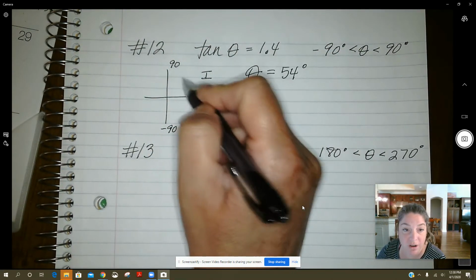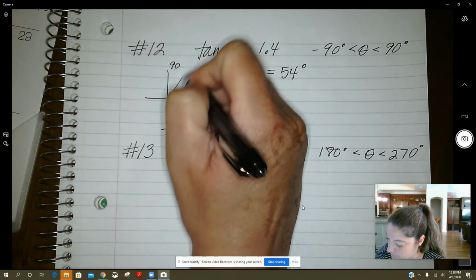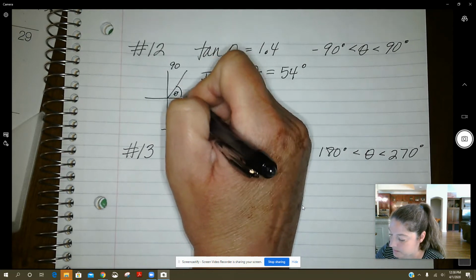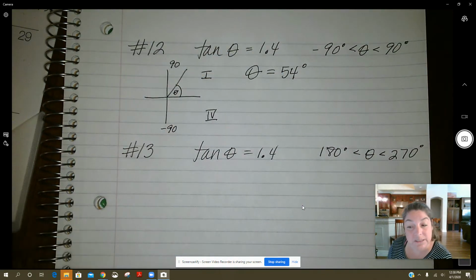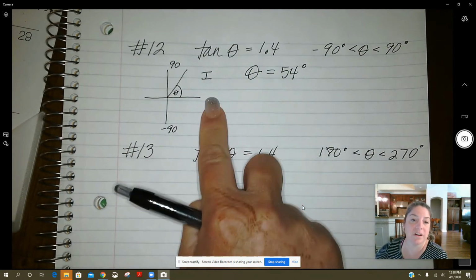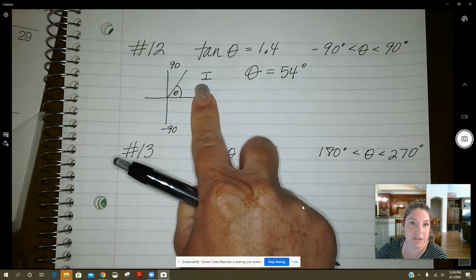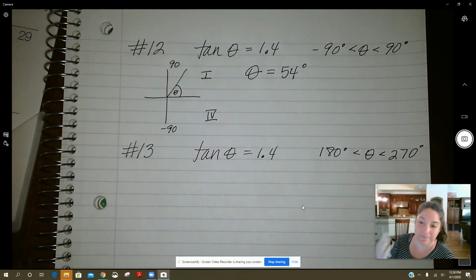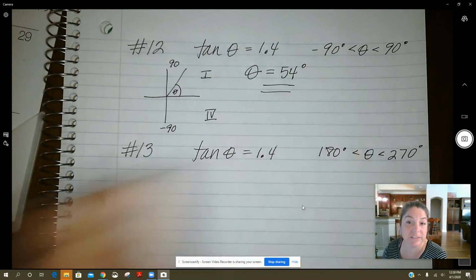So if I draw 54, 54 is in quadrant number 1. And so I'm done. Because remember, tangent is positive, and it's either in quadrant 1 or 4, and it's negative down here, okay? And so here's where 54 degrees is, so I'm good. Okay, so my answer to number 12 is 54.